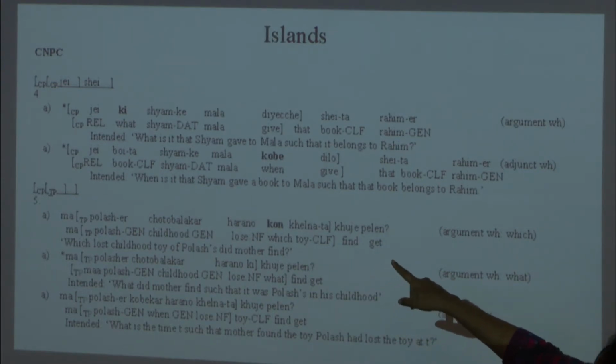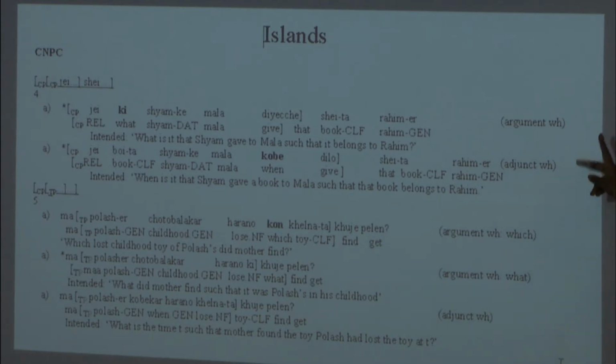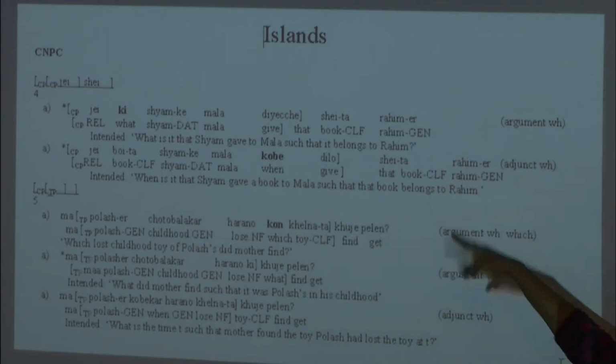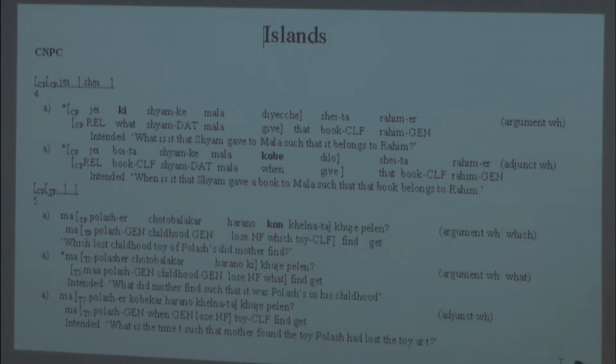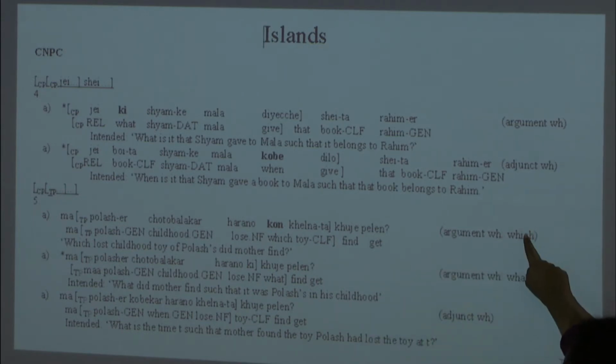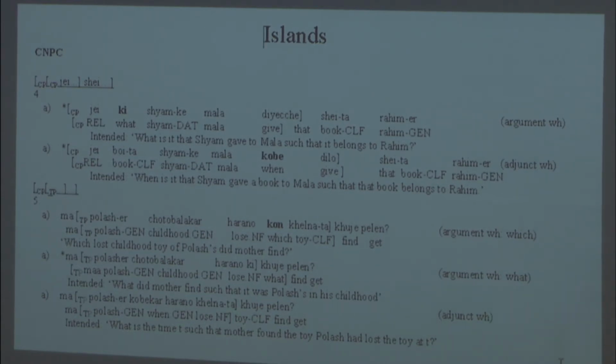Okay, so we've tried it out with both argument WH and with the adjunct, because sometimes it's okay with the argument but not with the adjunct. So "Jay boita sham ke mala kobe dilo sheta Rohimer" is also bad. Then the other kind of CNPC is with the non-finite TP. That is okay with arguments, okay with which, but not okay with what. That was the only one it was not okay with, and it is also okay with adjuncts.